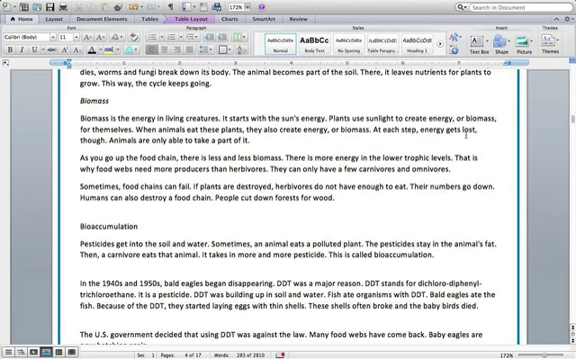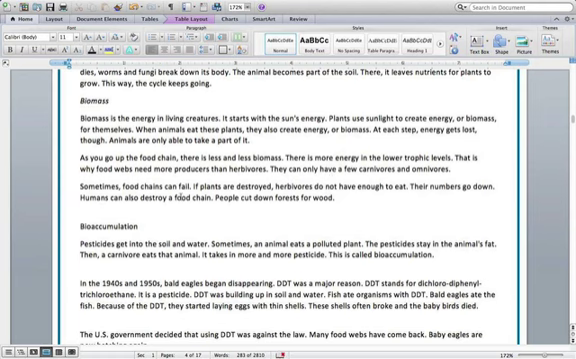At each step, energy gets lost, though. Animals are only able to take a part of it. As you go up the food chain, there is less and less biomass. There is more energy in the lower trophic levels. That is why food webs need more producers than herbivores. They can only have a few carnivores and omnivores.